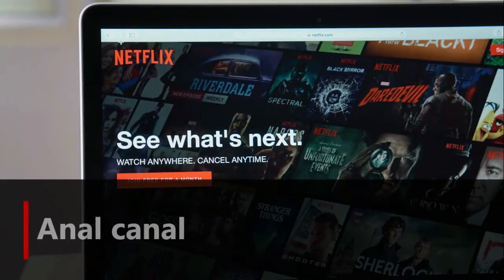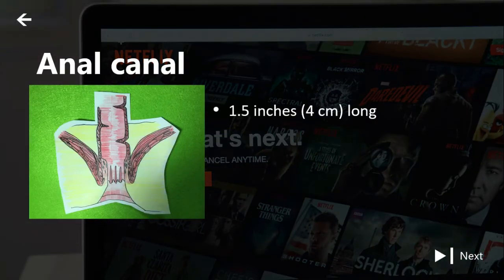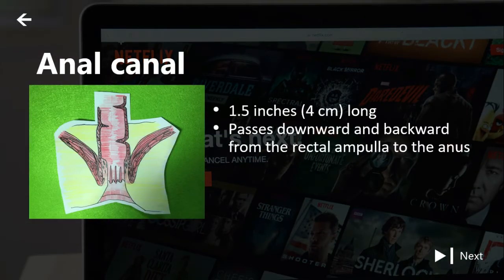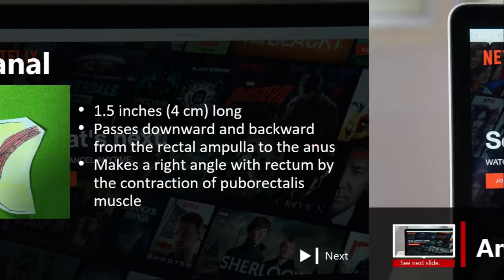Next is the anal canal, which is 1.5 inches long. It passes downward and backward from the rectal ampulla to the anus and makes a right angle with the rectum by the contraction of the puborectalis muscle.